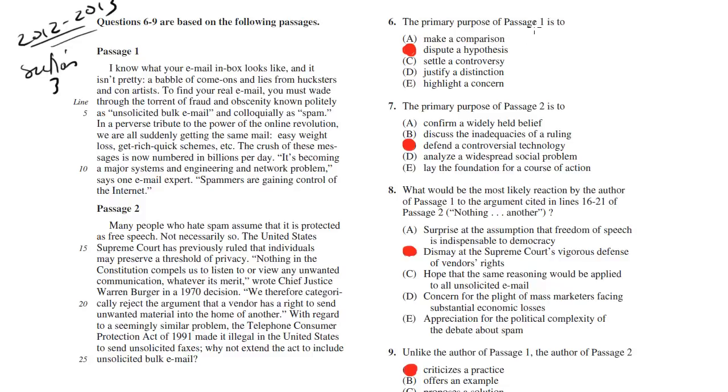The primary purpose of passage 1 is to. The student put B. So let's go through and read passage 1. While we're reading, we want to figure out what the primary purpose of it is. What is the main thing it's trying to do?